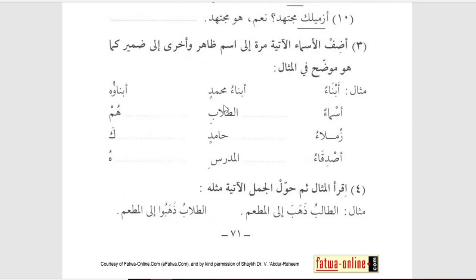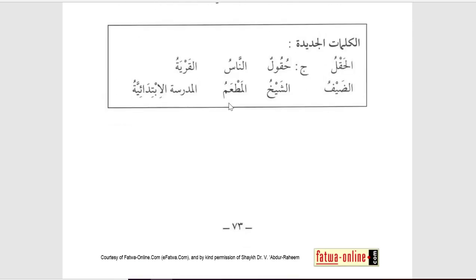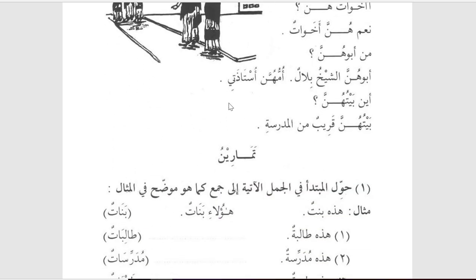Now, the same works for feminine. For the feminine forms, you have regular and broken plurals. Now, in general, if you add the alif and the ta to the end of a word, it's considered a preserved plural. Jam' mu'annath salim. Jam' mu'annath salim. That it's a preserved feminine plural.